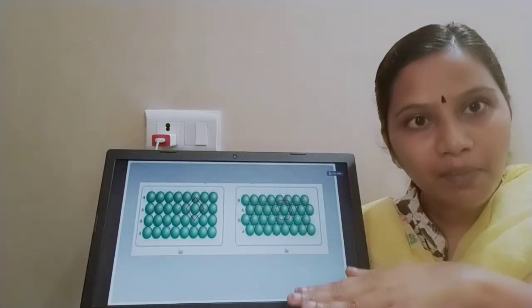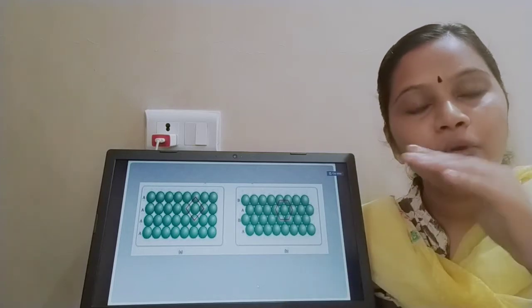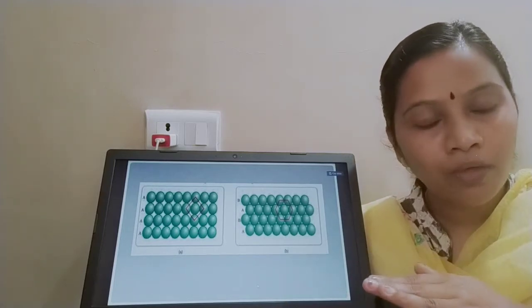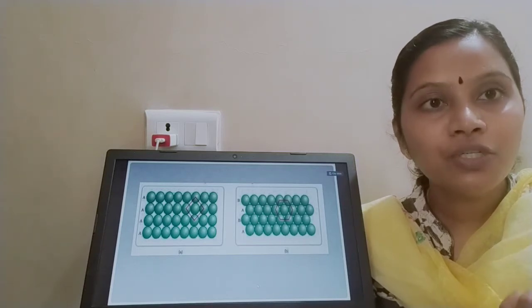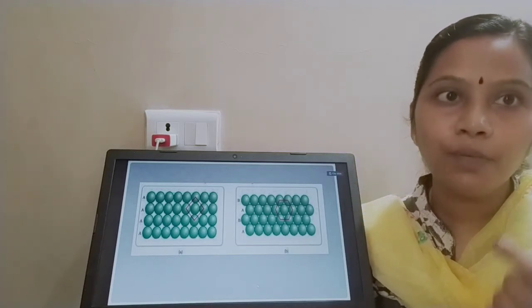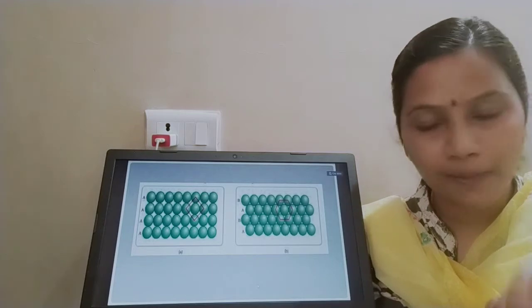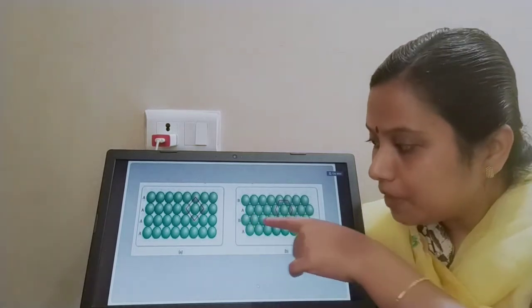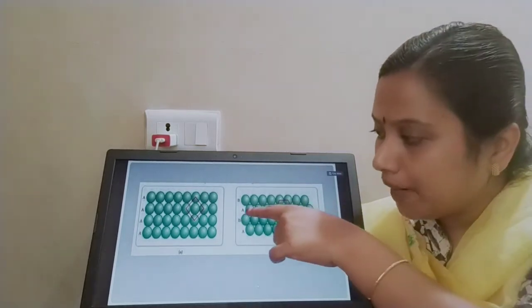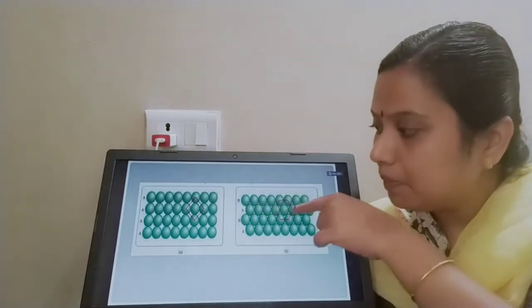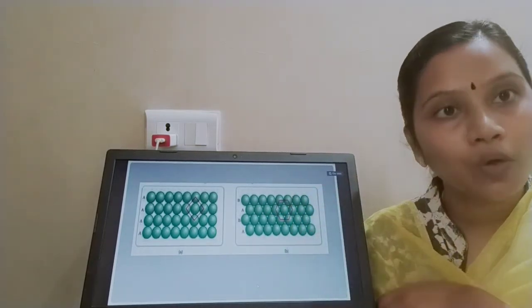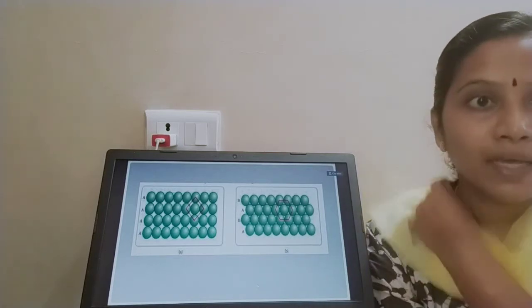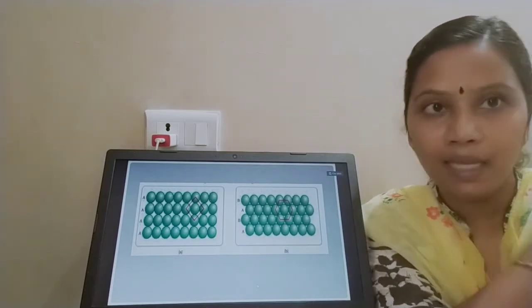So I have kept A. On top of it, I have kept the B row. How have I placed the B row? Such that the depression of A is occupied by the sphere of B. Similarly, the depression of B is occupied by A, and the depression of A is occupied by B. So in this case, the rows are not similar. That's the reason why they are named AB, AB. Clear?